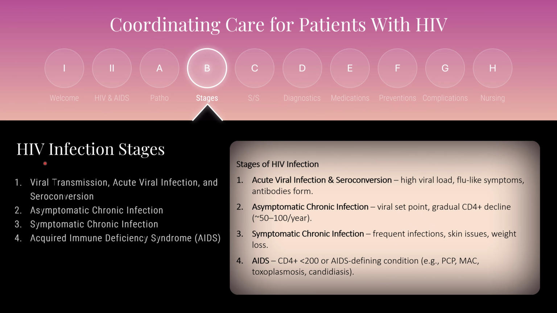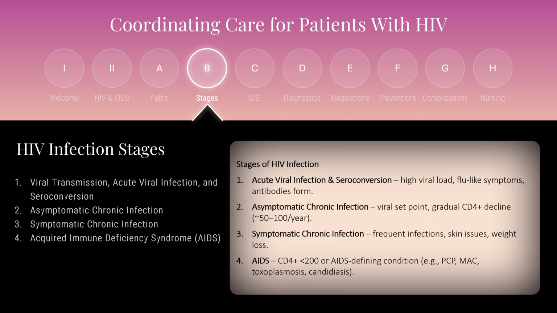We're talking about the HIV infection stages, the four as the CDC said. First, viral transmission, acute viral infection, and seroconversion. The virus binds to the CD4 plus receptor and co-receptors. There is a rapid CD4 plus decrease, the viral load spikes, and symptoms are flu-like: fever, aches, swollen nodes. Then seroconversion, where antibodies become detectable and the HIV test becomes positive.